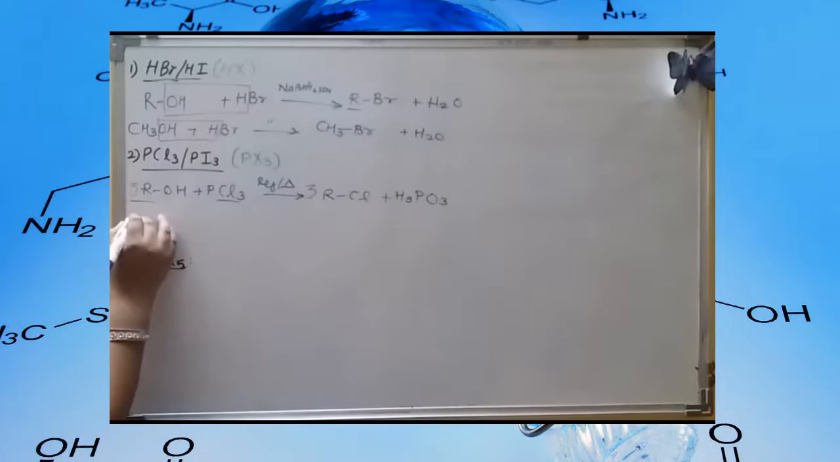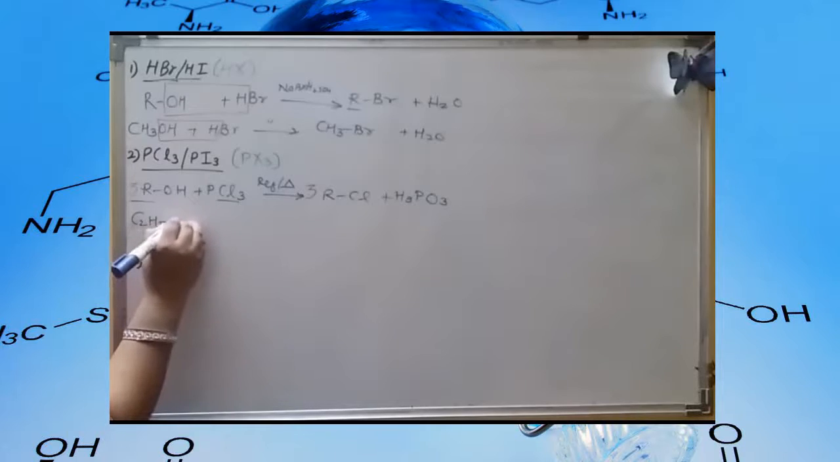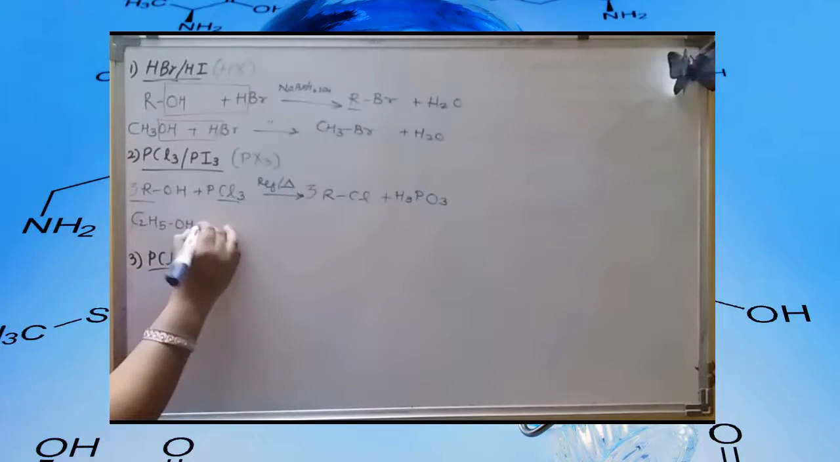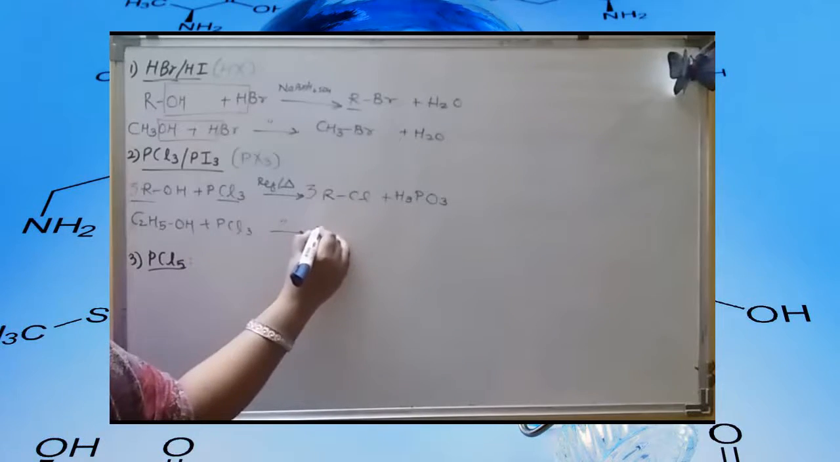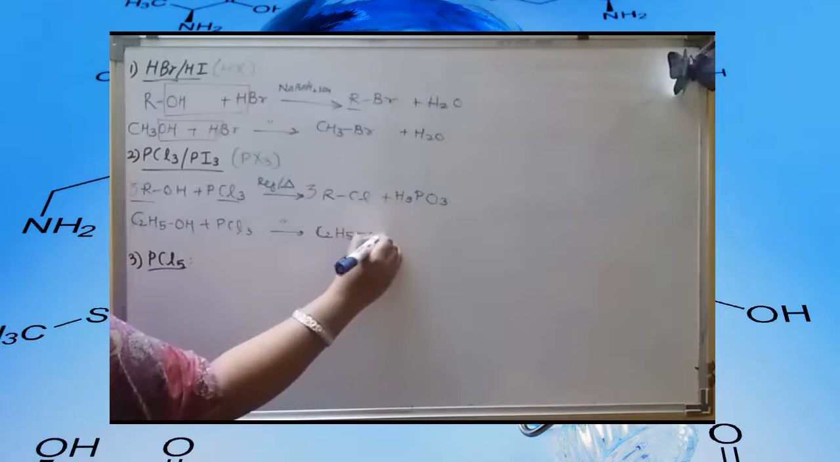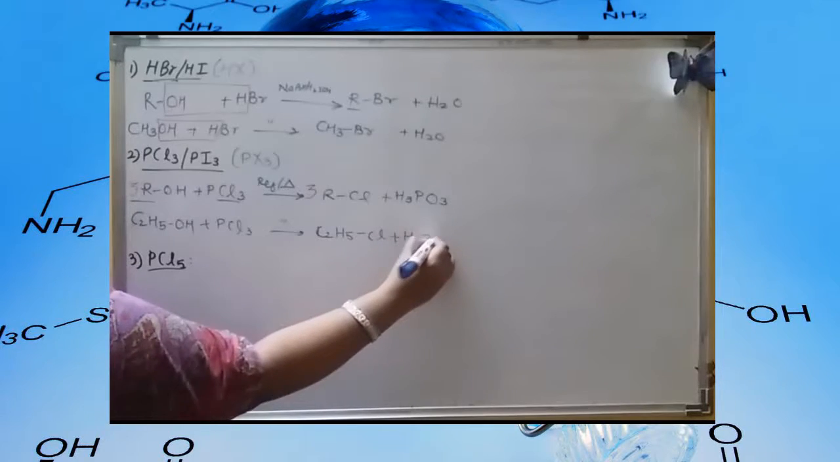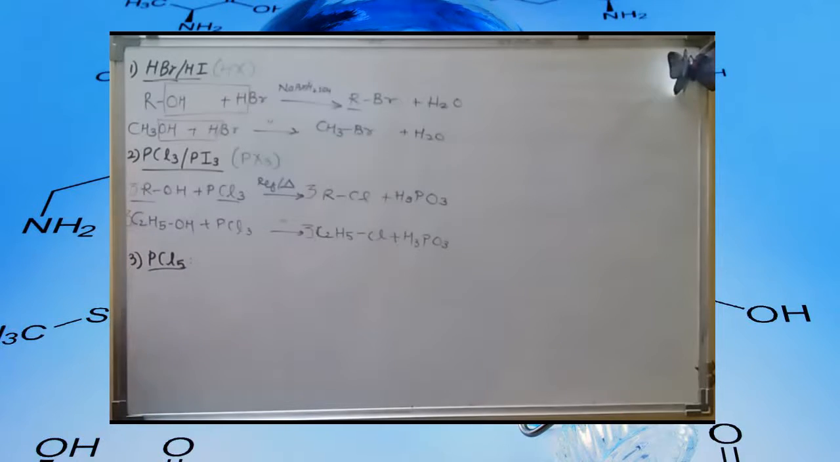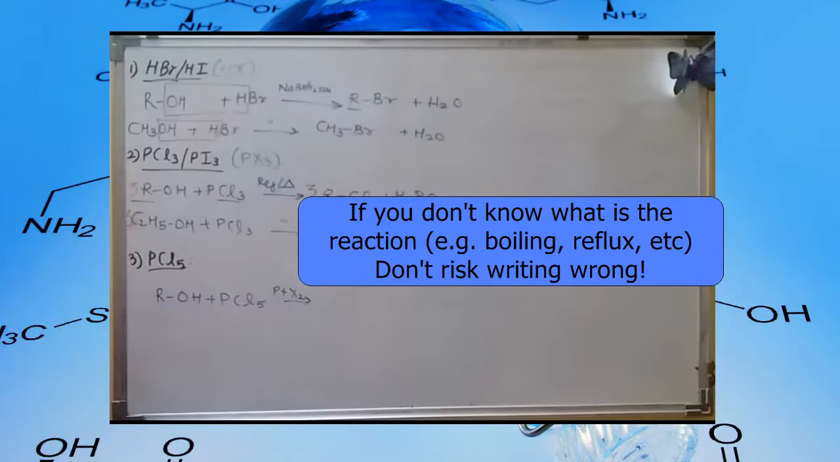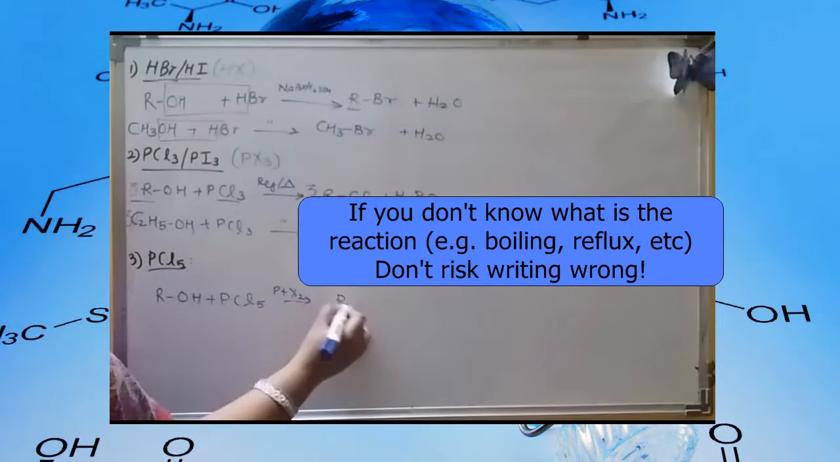If you take an example, suppose I am taking C2H5OH plus PCl3, reflux or heat, I will get C2H5Cl plus H3PO3, and for balancing 3 here, so 3 here also. For phosphorus pentachloride, again alcohol plus PCl5, in presence of P plus X2, we will get RX.